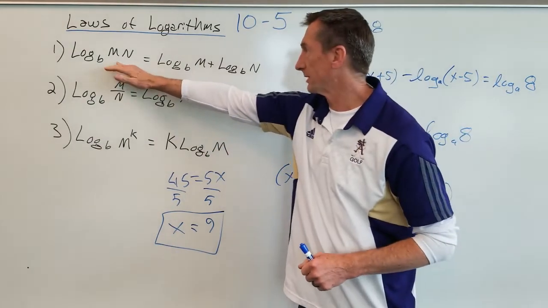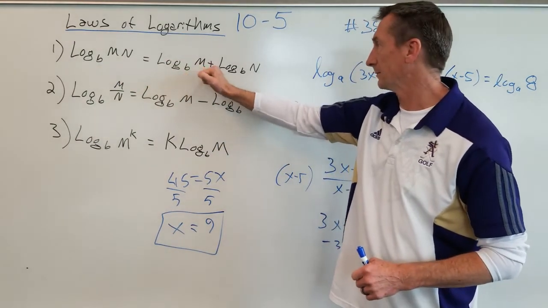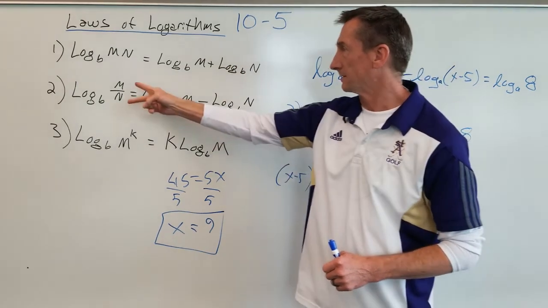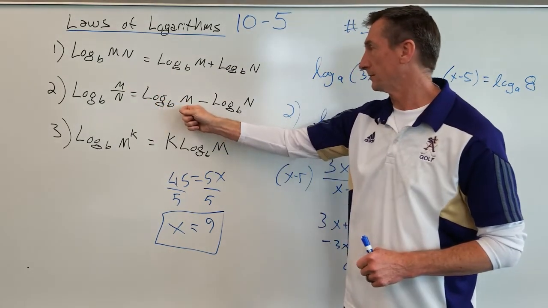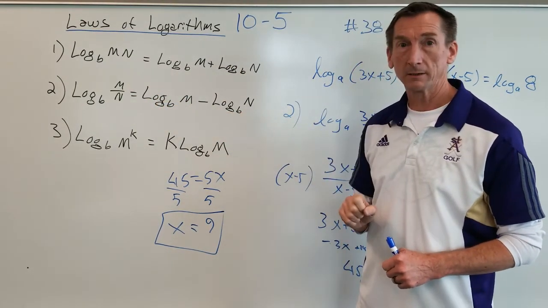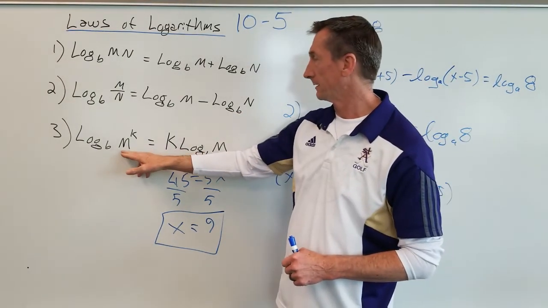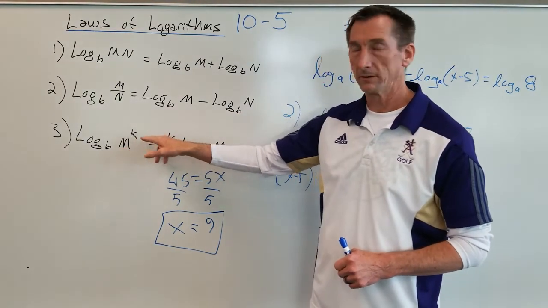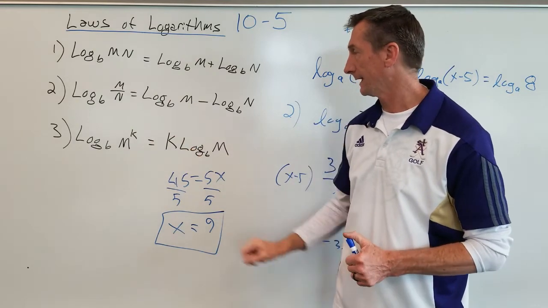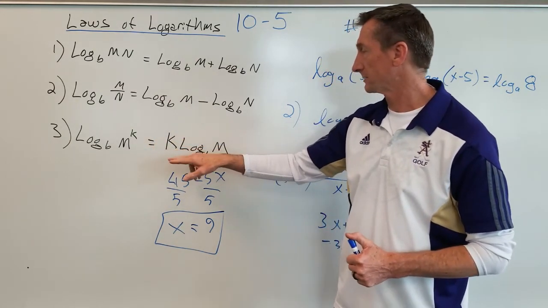Two things multiply, break it apart, log m plus log n. Divided by, log of the numerator minus log of the denominator. And if I have a logarithm of a power function here, raised to the power of k, simply bring the k out front, log of m.